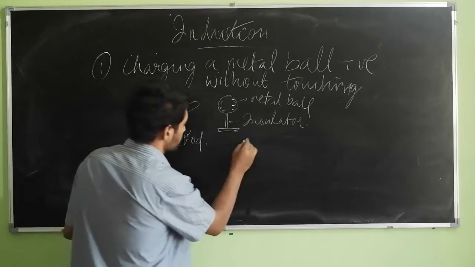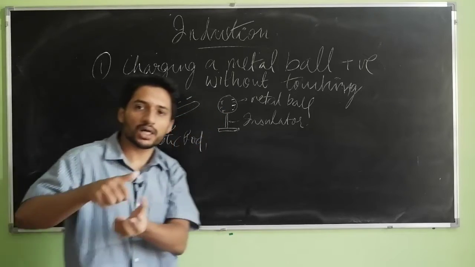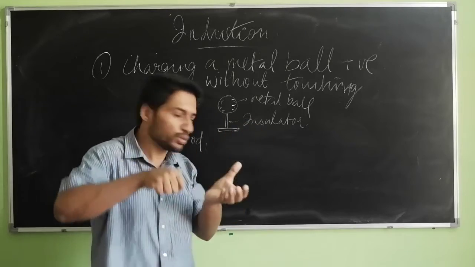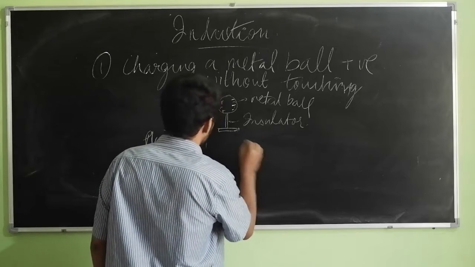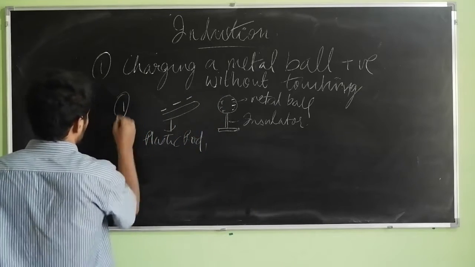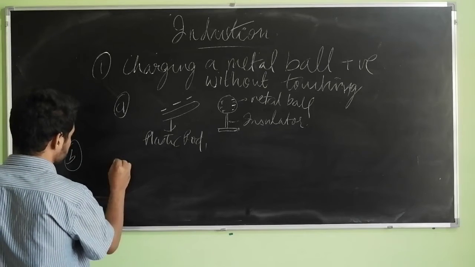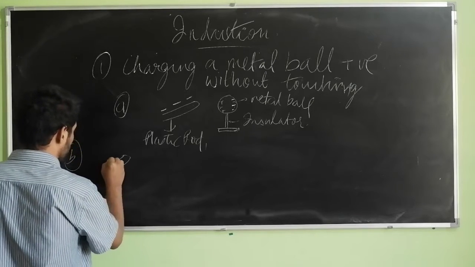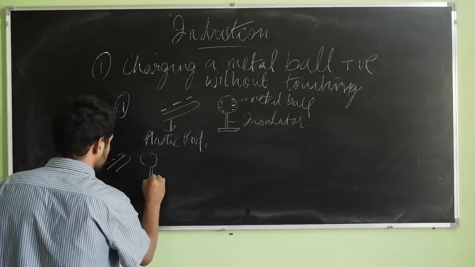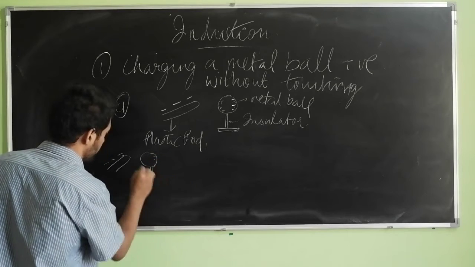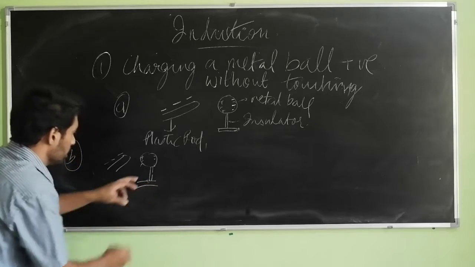Now I'll keep this plastic rod closer to the metal ball. This is the first step, I'll mark it as A. Now in step B, the negative plastic rod is still there, with negative charges at the farther end and positive at this end. So now I'll ground this metal ball.